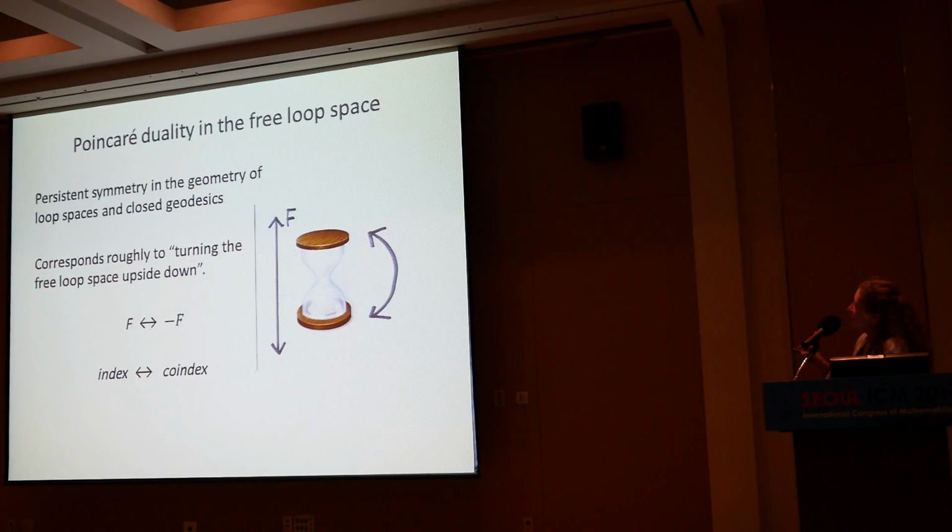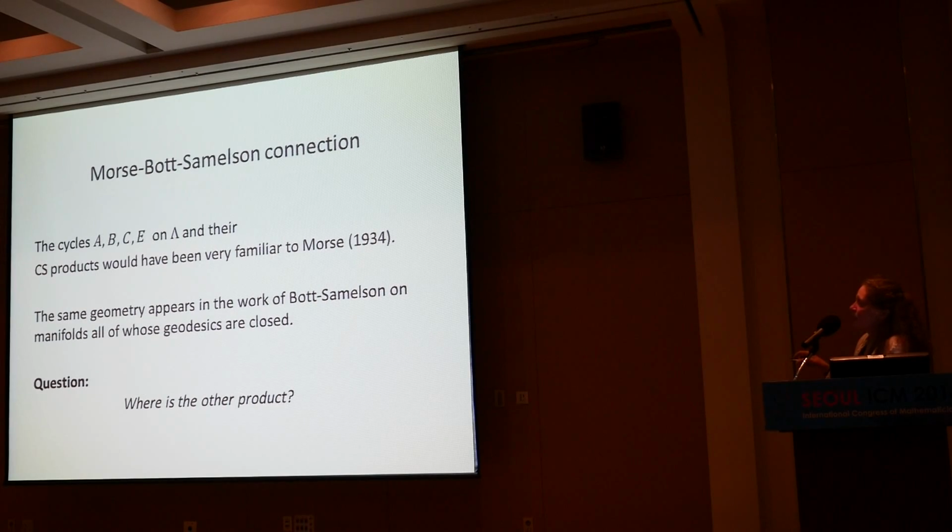And all of these cycles and their Chas-Sullivan products would have been very familiar to Morse. This exact same geometry appears in his calculus of variations in the large, where he's interested in the topology of loop spaces because he's trying to find closed geodesics. And the same geometry appears in the work of Bott and Samelson on manifolds all of whose geodesics are closed. So it's interesting in a way that the spheres and the projective spaces are spaces that have metrics where all the geodesics are closed. And they're also the spaces where it's hard to prove for a general metric that there are any closed geodesics whatsoever.